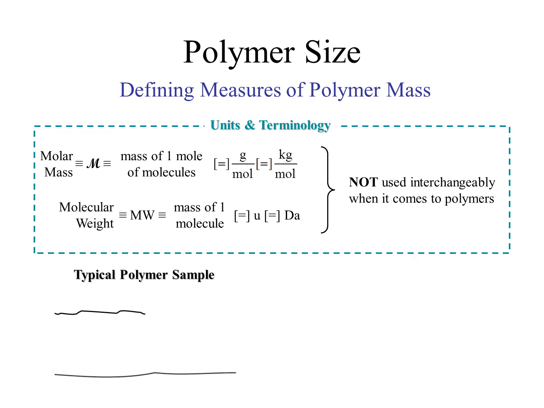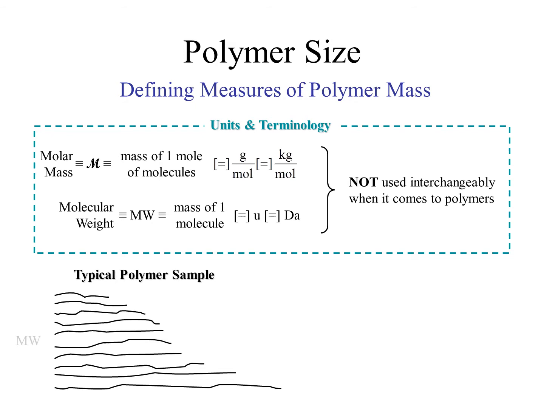Let's start with a typical polymer sample. I have drawn out just the backbones here, and you can see that each individual polymer molecule has a different length. This is typical. I've even lined them up by increasing lengths for you to see. Now, here comes the dilemma.